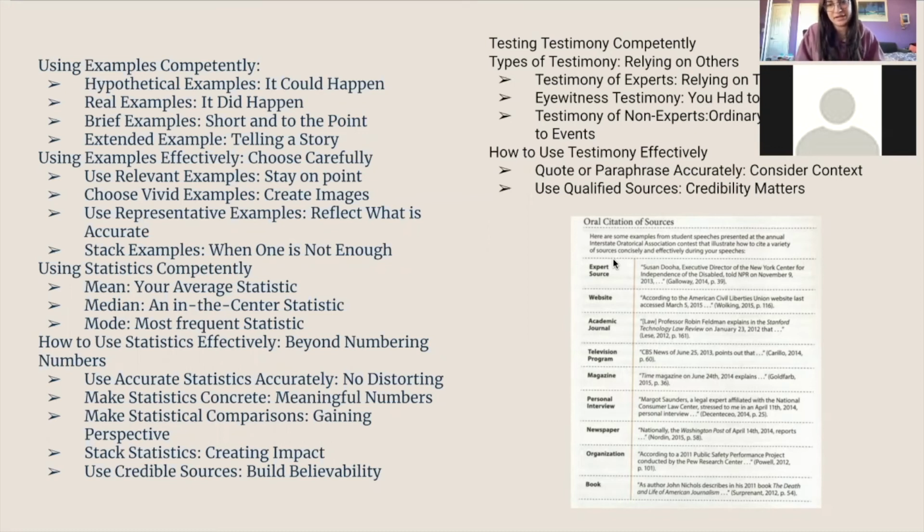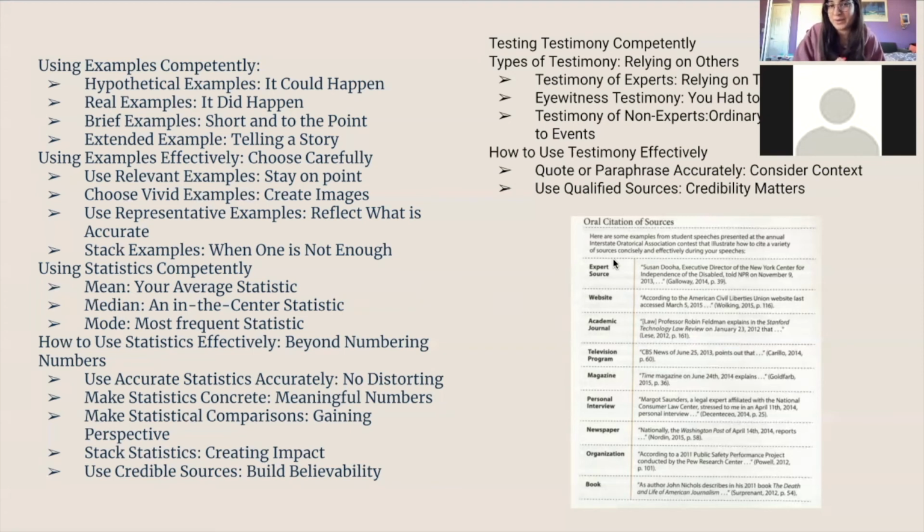And then now, testimony. The types of testimony rely on other people. Testimony of experts: we can look at experts and what they have to say, relying on those in the know, people who are experts in that field. Eyewitness testimony: maybe someone who was there, taking into account what people are saying who were actually physically there. And also the testimony of non-experts, ordinary people, adding color to events. We see all these different types of testimony in the news, in newspapers, all over. So we want to make sure we're finding different testimonies depending on the message we're trying to give.